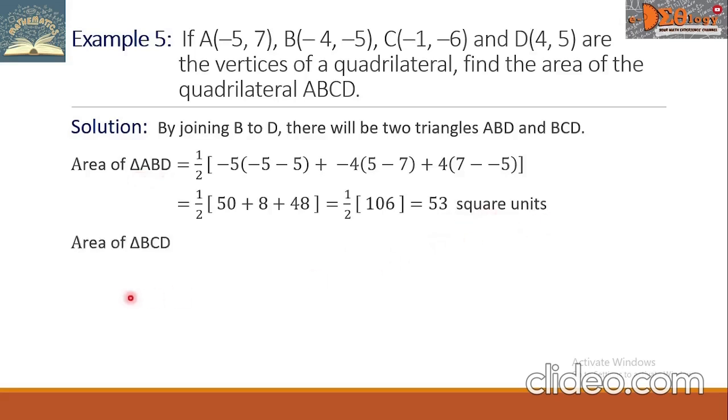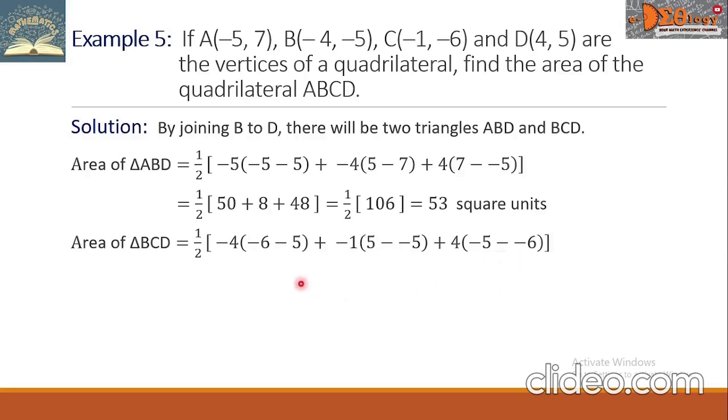Let's proceed with the area of triangle BCD. Let us substitute the corresponding values in our formula. So we have now 1/2 times the quantity -4 times the quantity -6 minus 5, plus -1 times the quantity 5 minus -5, plus 4 times the quantity -5 minus -6.